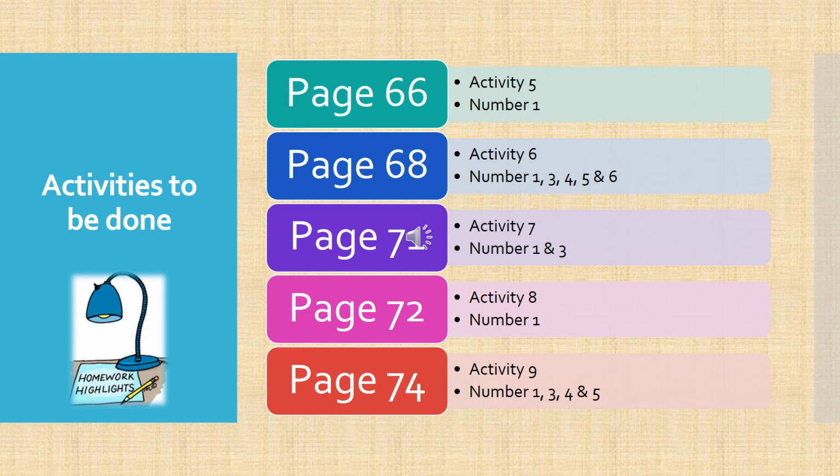So we are now done with chapter 6 and all of the business functions, the 8 business functions, the internal control of a business. And you need to please do the following activities. You need to do activity 5, number 1, activity 6, number 1, 3, 4, 5, and 6. Activity 7, number 1 and 3. Activity 8, number 1. And lastly, activity 9, number 1, 3, 4, and 5.